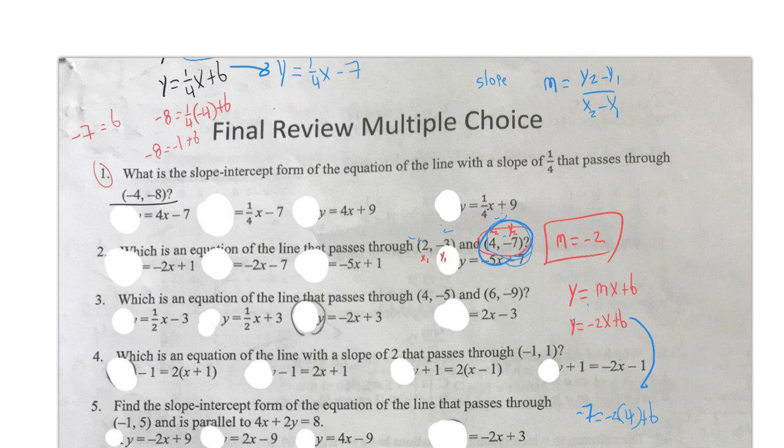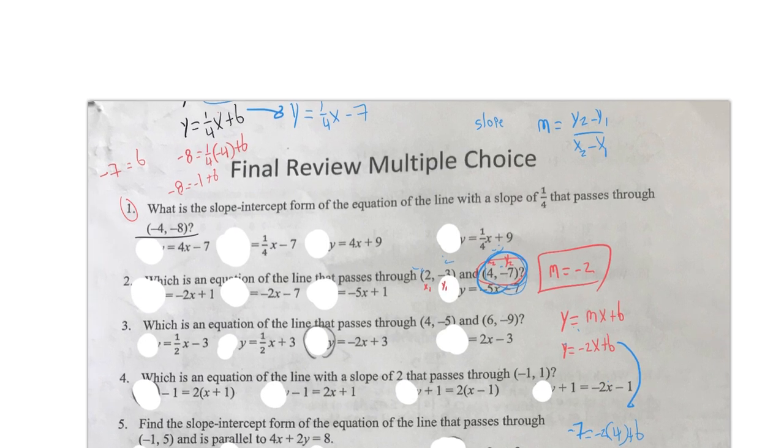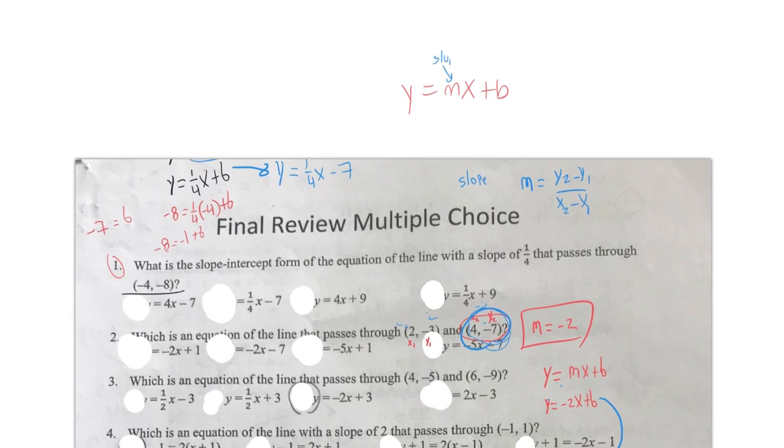So for that one, slope-intercept form is structured this way, where the m is what we would call the slope, and the b is the y-intercept. We already have the slope for this one, so we could begin constructing the equation to say y equals 1/4 x plus b.